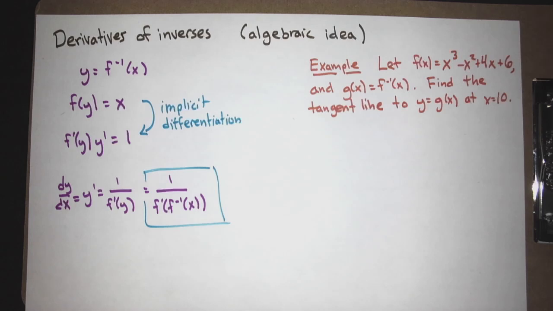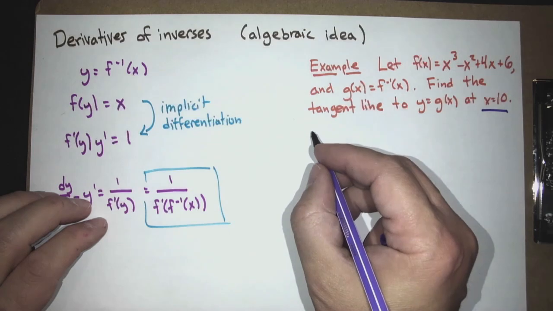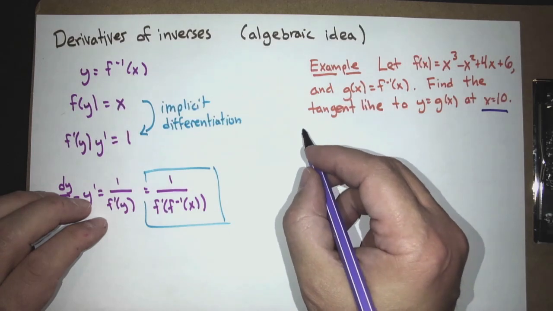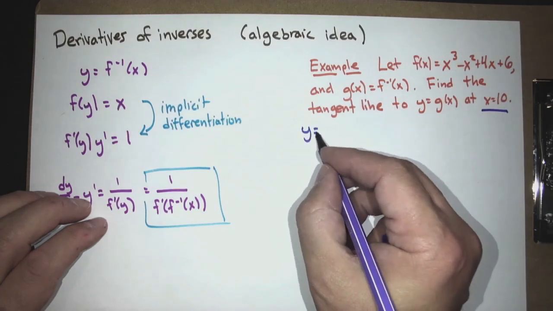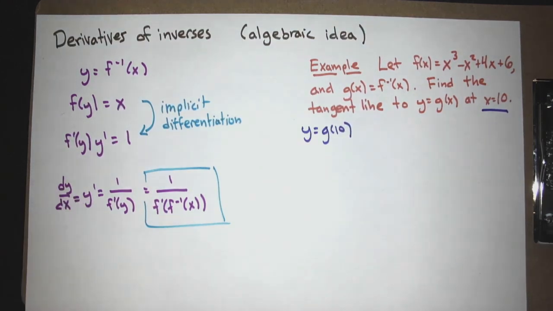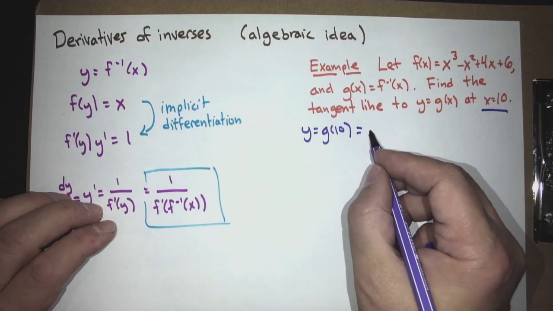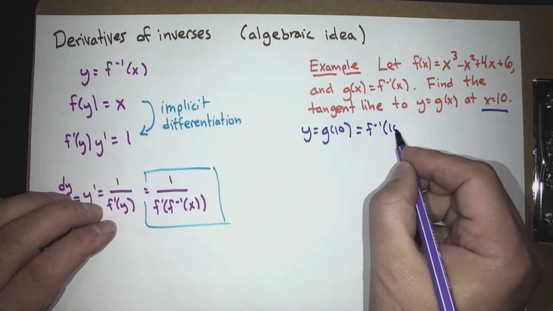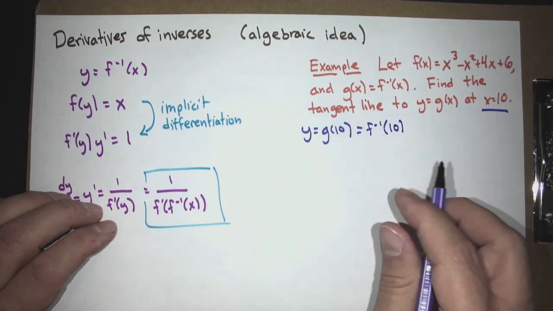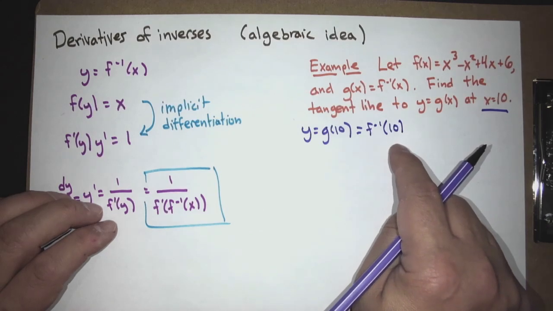Well, we're going to think about what's going on. So we know we're interested in our x value, x equals 10. So let's think about our y value. So y is g of 10. Can we figure that out? If we can't figure that out, we're in trouble. That's the same as f inverse of 10. Now, how do you find out f inverse of a value? What does that mean?